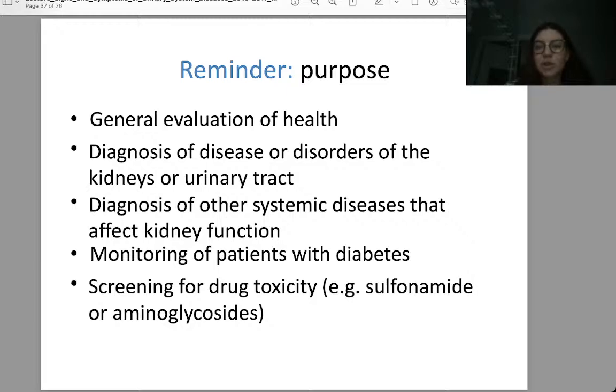Purpose of investigation of a patient with excretory system problems. First of all, it is, as usual, general evaluation of health. It is diagnosis of disease or disorders of the kidneys or urinary tract. It is diagnosis of other systemic diseases that affect kidney function. Monitoring of patients with diabetes, screening for drug toxicity, like sulfonamides or aminoglycosides.